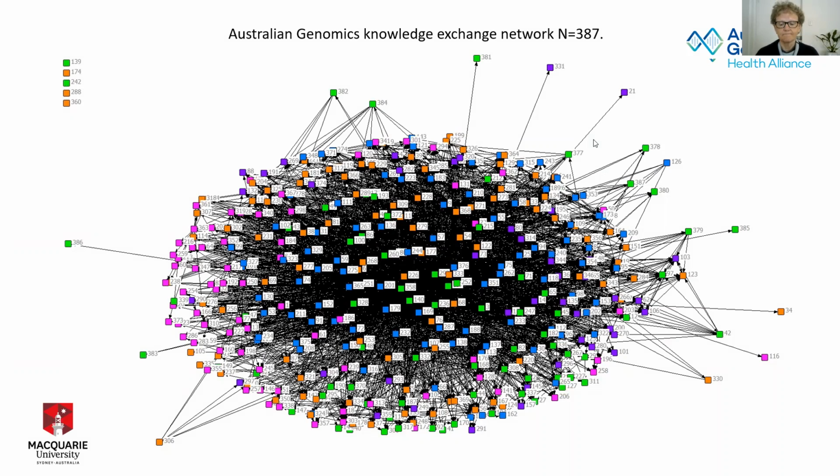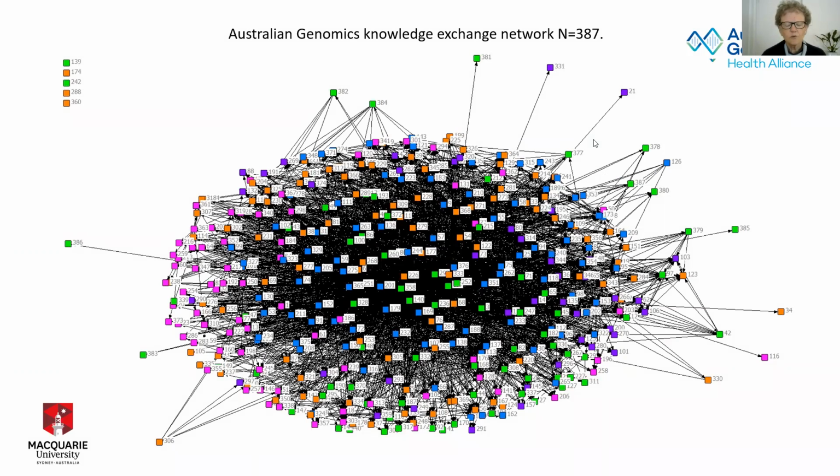So the first story is about resilience through redundancy. Now, here is the knowledge exchange network of Australian genomics. 387 members across Australia each nominated who was part of their genomic learning community, because genomics is learned by doing, not from a book or from doing a course.